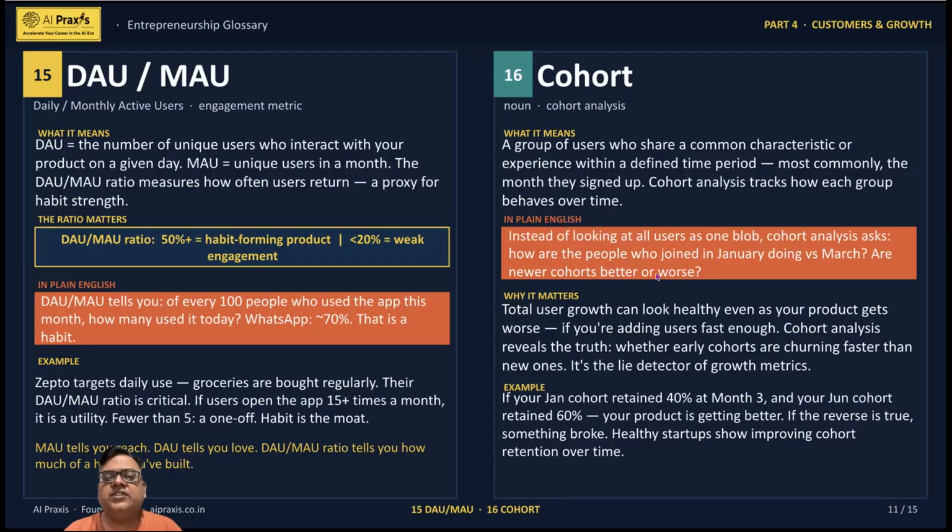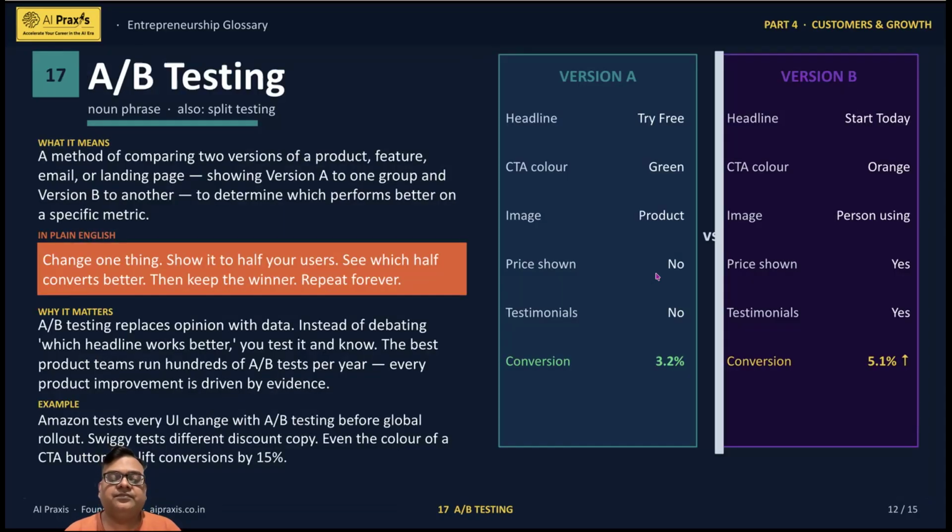For example, January users, let's say 40% retention after 3 months, June users 60% retention. Now that means your product is improving. Reverse it, and something is broken. So remember, cohort analysis is the lie detector of growth metrics. Now, here comes something very interesting. We are now going to talk about how great products improve through something called A/B testing.